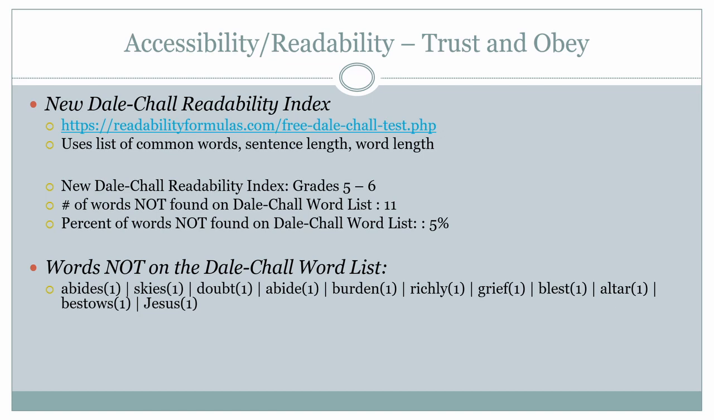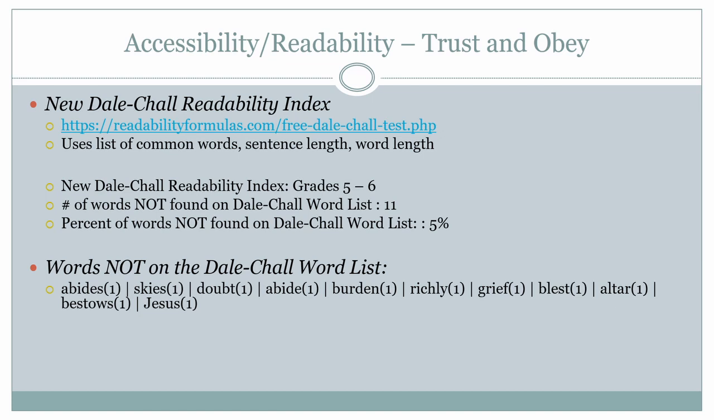So what might not be a common word in an everyday audience may be a very common word in a religious audience. Abides, skies. Well, skies isn't on that list, but do you think a 5-year-old knows what skies are or the sky? Yeah, probably so. So that one probably shouldn't cause you too much trouble or feel like you're really using too complex of words. Doubt. That's a mature idea, but it's not an uncommon word. Abide, again, variation on abides. Burden, richly, grief, blessed.